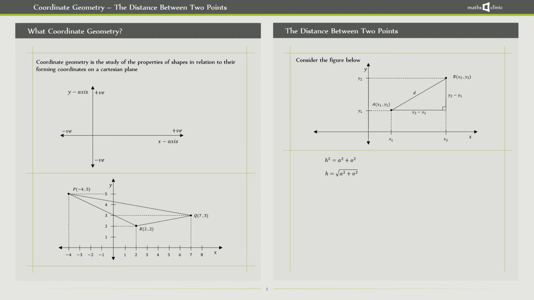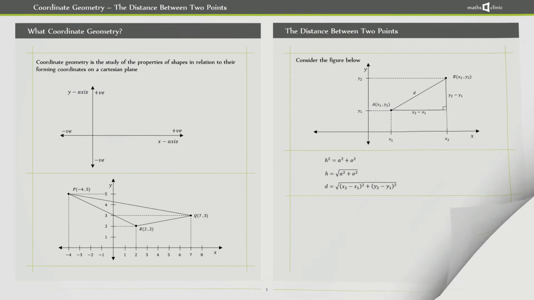And if we're just going to substitute those values into this formula here, we'd have that d equals the square root of (x2 minus x1) squared plus (y2 minus y1) squared. And that is how you find the distance between 2 points. So we've basically gotten a formula that gives us the distance d in terms of the points a (x1, y1) and b (x2, y2). Okay, let's go ahead and apply this to an example.